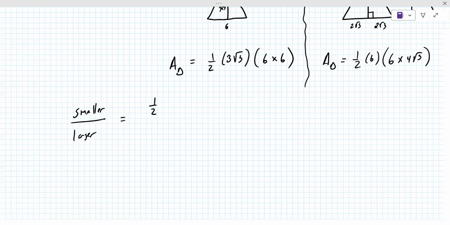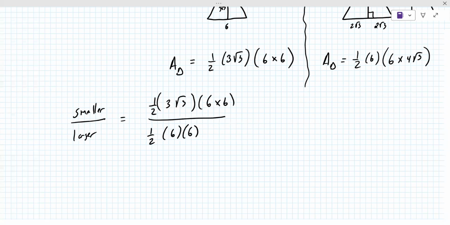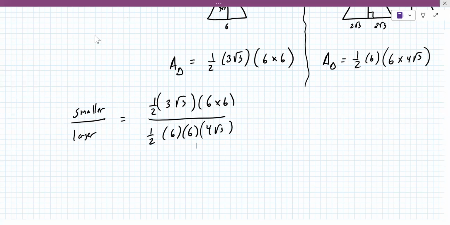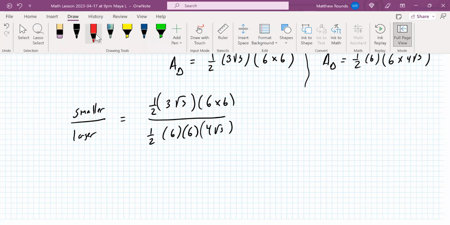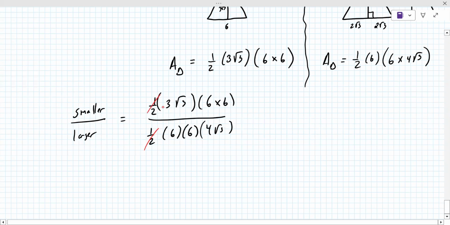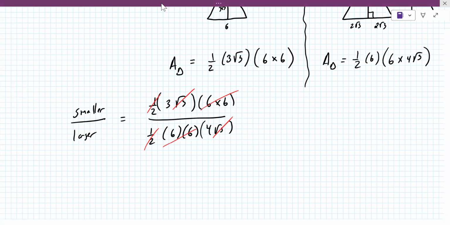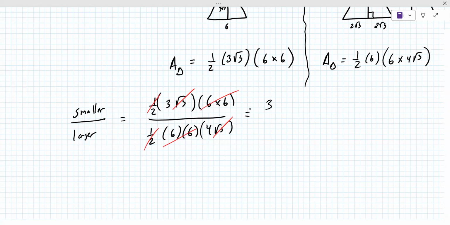So that's the 1/2 times 3√3 times 6 over 1/2 times 6 times 6, 4√3, like that. And because they're all multiplied, if it's the same on the top and the bottom, you can just start canceling. The 1/2s cancel. These two 6s cancel with these two 6s. This √3 cancels with that √3. And amazingly, it just becomes 3/4.